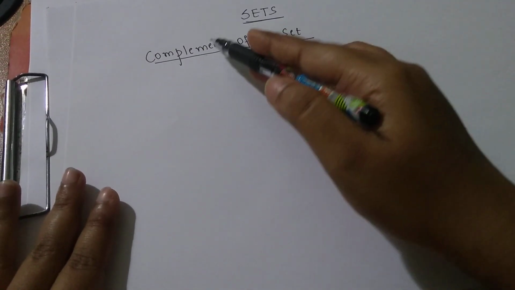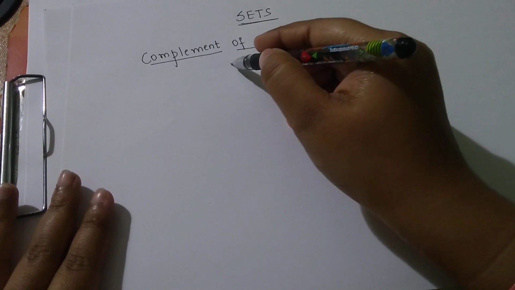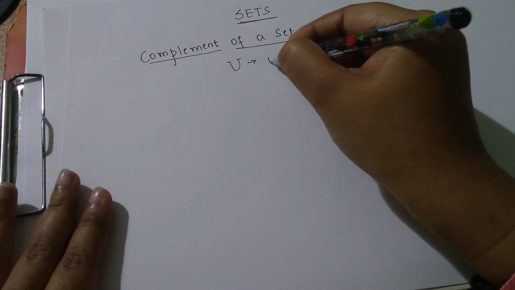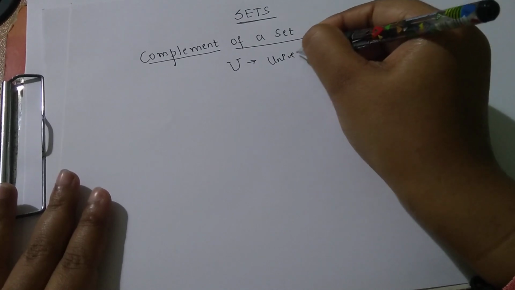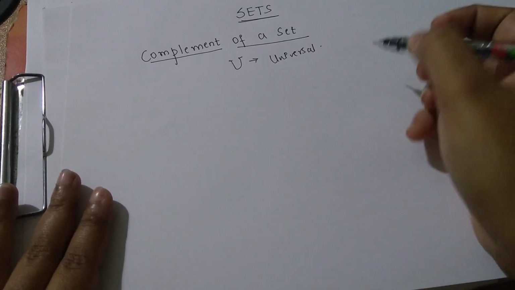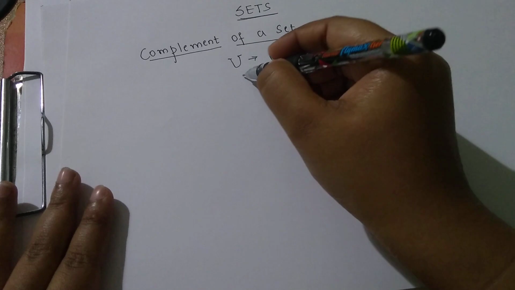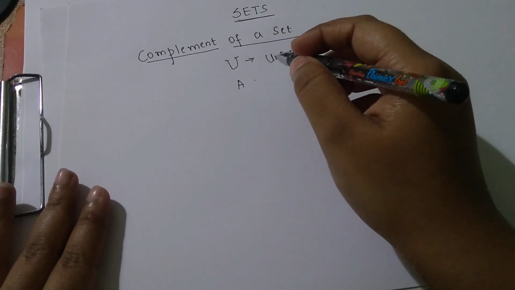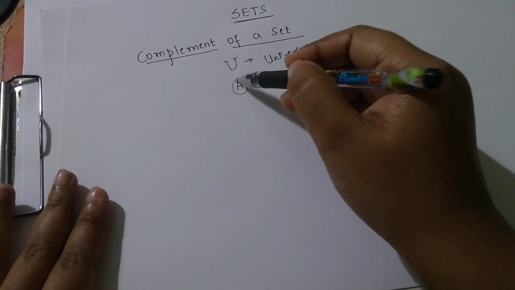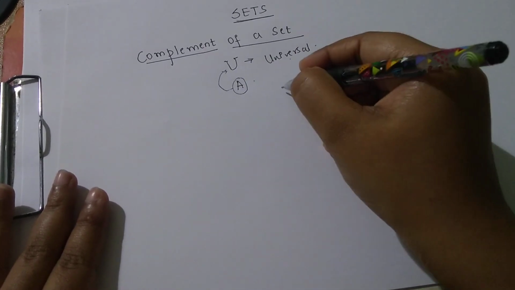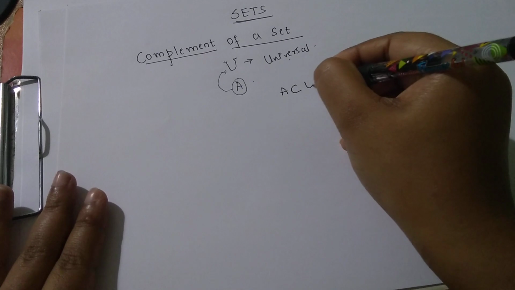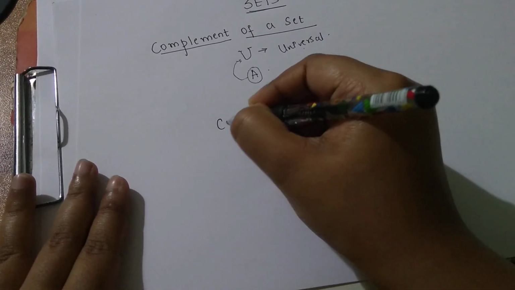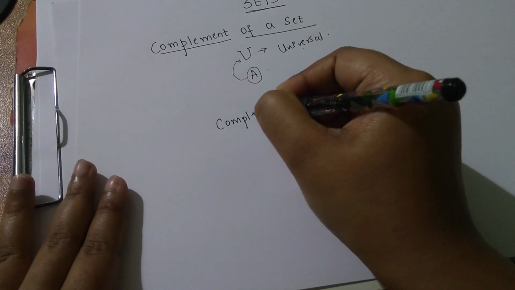So basically, to find the complement of a set you require two things. First, the main thing is the universal set. So you require a universal set, and then you need a set A. It may be A, B, C, any set. And this should be a subset of U. So A should be a subset of U. Okay. Then what do we call the complement of a set?